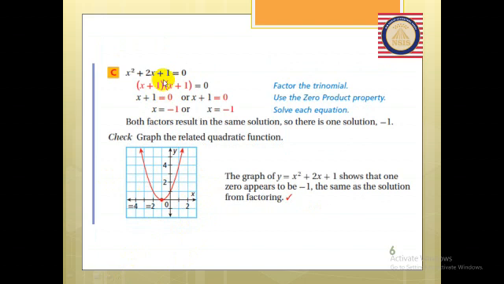Let's see this one. How to factorize it? Positive and positive, so both are positive. 1 is 1 times 1, and 1 plus 1 equals 2. So I have the same answer twice, so I have only one solution. Very good. And if I graph it, I will find only one point where the parabola intersects the x-axis.